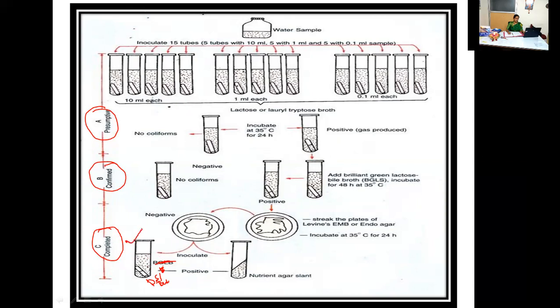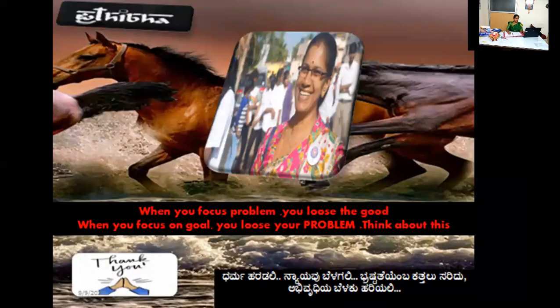One side we took the lactose broth, the other side we took the nutrient agar plate. Both sides we got the positive result. Then this is the completed test, showing the presence of coliform bacteria in that particular water sample. So this is all about the bacterial examination of water by the MPN method.